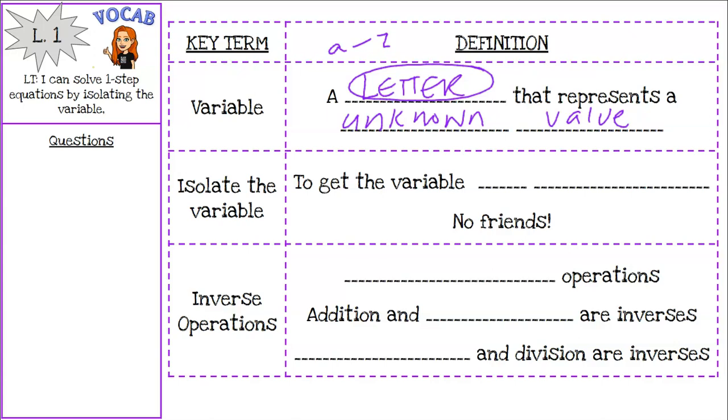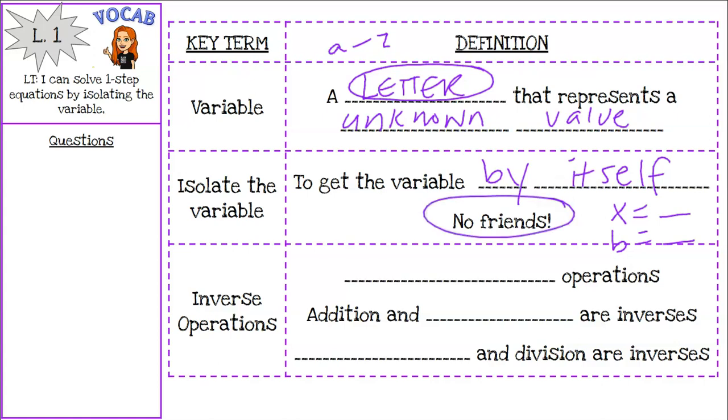Isolate the variable is to get the variable by itself. So it'd be like x equals or b equals, and then it'd be a number. So the variable is all by itself on one side. It can have no friends.